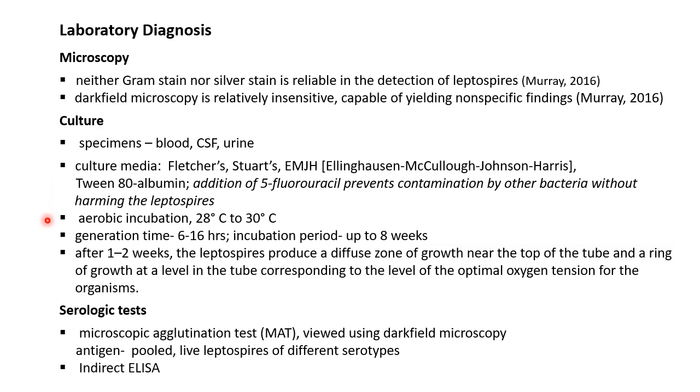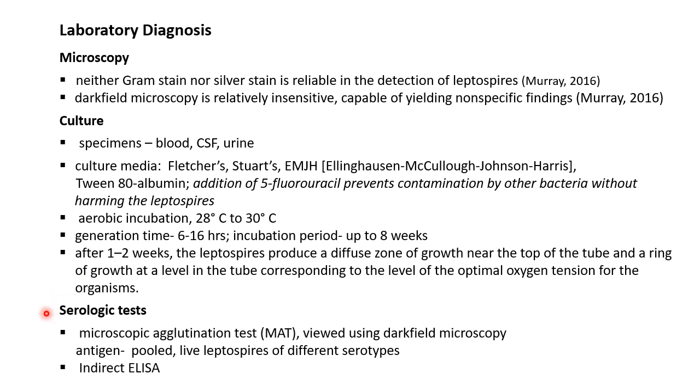It is an obligatory aerobic organism, so it would require aerobic incubation at a temperature of 28 to 30 degrees centigrade. The generation time is shorter than that for Treponema. However, it's still very long, from 6 to 16 hours. And the incubation period then would be up to 8 weeks. However, usually after 1 to 2 weeks, the leptospires can produce a diffuse zone of growth near the top of the tube and a ring of growth at a level in the tube that would correspond to the level of the optimal oxygen tension for the organisms.